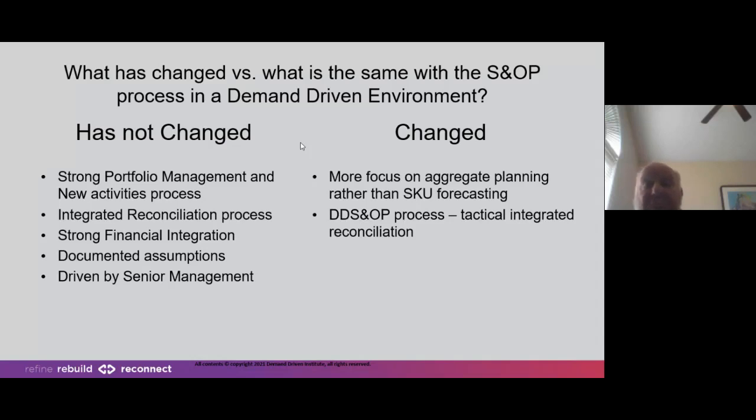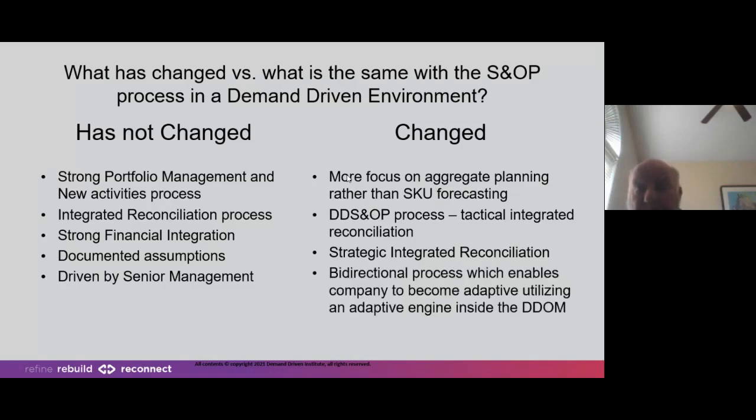The tactical integrated reconciliation that's provided by DDS&OP is crucial to reconciling the plan for the future with the current reality. And we have introduced strategic integrated reconciliation, which is really the process that's being used to help discern what the future should look like. And therefore, we end up with a bidirectional process, which we thought about 25 years ago, but couldn't do without the DDOM and without a demand-driven enterprise.